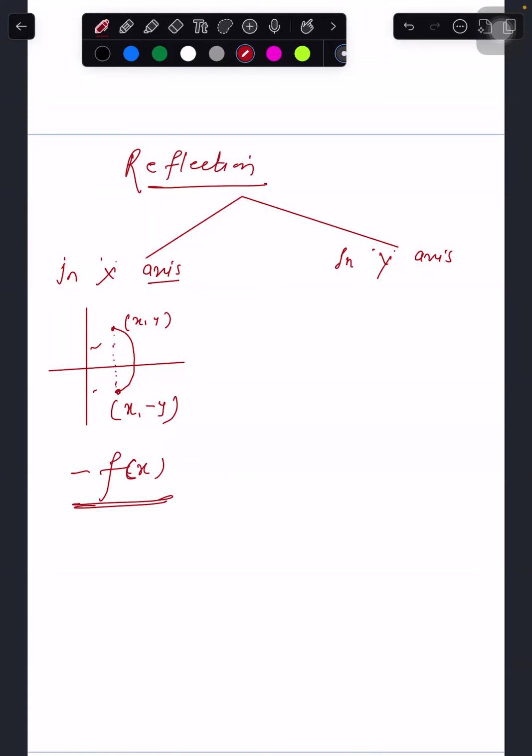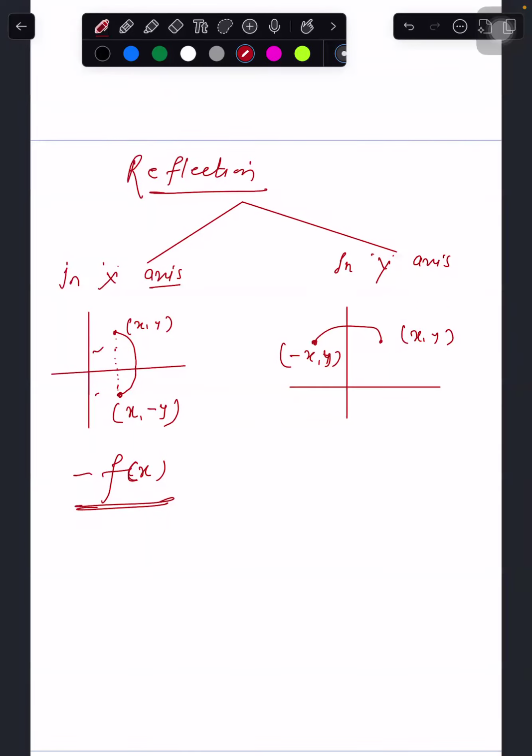Now, if I have to reflect in y-axis, it will be something like this. The point is here. If you reflect in y-axis, you will end up getting here. So this was x comma y. This will become minus x comma y. The y coordinate is remaining the same. The x coordinate is getting reflected. So that means it will become f of minus x. So f of minus x represents reflection in y-axis and minus of f of x represents reflection in x-axis. Clear?